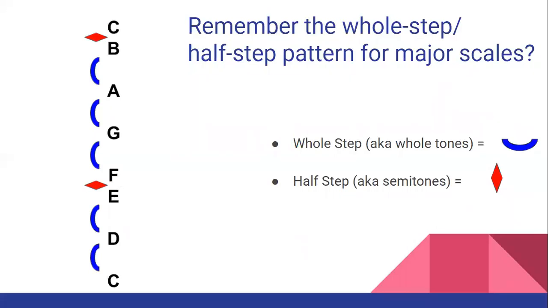Do you remember the whole step and half step pattern for major scales? No matter what note we start on, it's whole, whole, half, whole, whole, whole, half. If you look at the scale on the left, it shows you an example of that. Notice that between E and F, it's already a half step, and between B and C, it's a half step, just like on the piano diagram one slide ago.